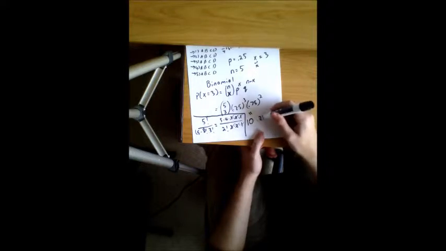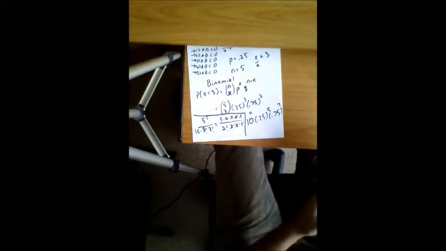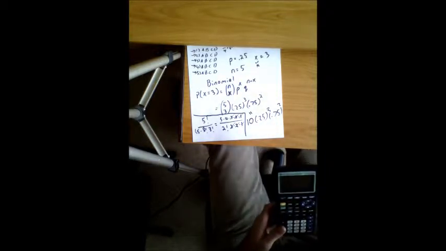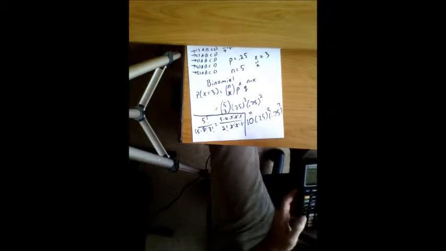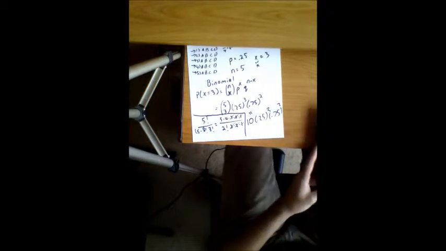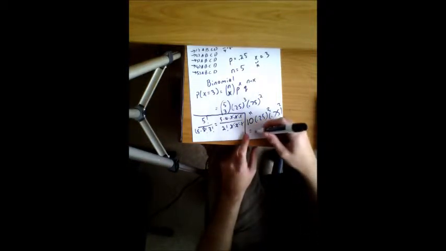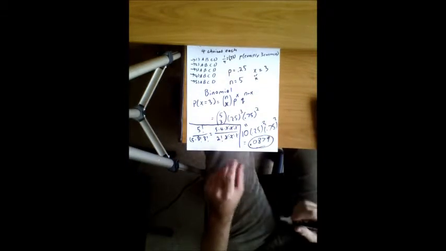10 times 0.25 cubed times 0.75 squared. Let's see what this gives us. 0.25 cubed gives us 0.015625, times 0.75 squared, and then times 10. So this whole thing equals 0.0879. And that's the probability of getting exactly 3 correct.